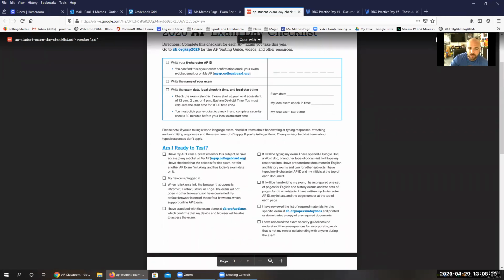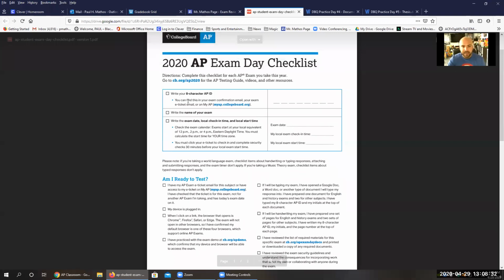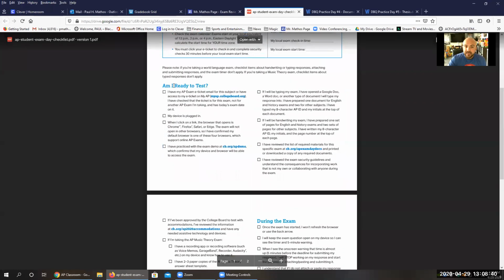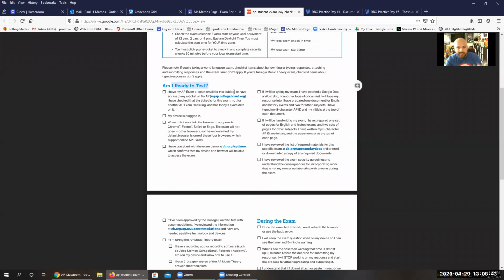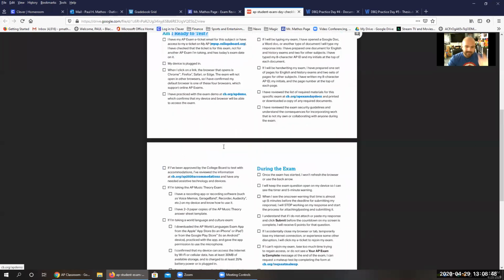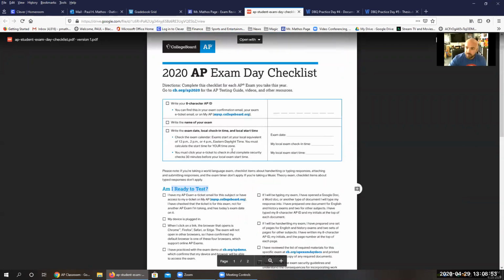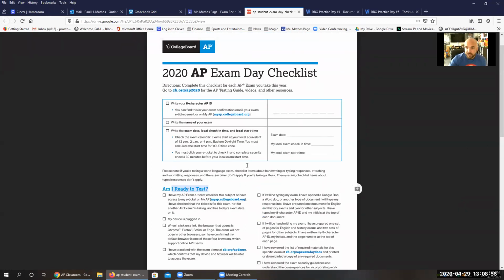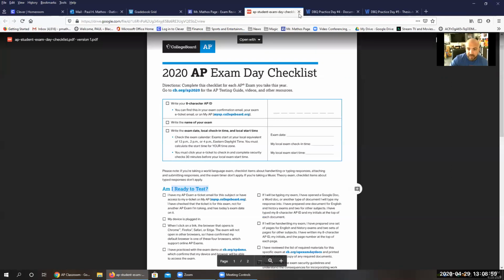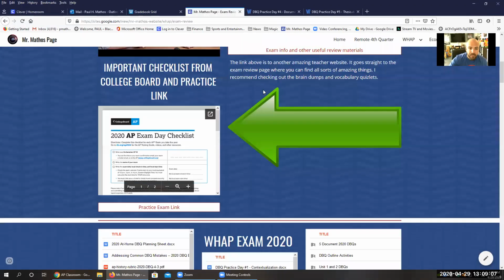You know, what's your 8-character ID? You can find that on your exam confirmation email, which you won't get yet. You'll get it 2 days before the exam. Okay. Name of your exam, the check-in date. This gives you a little checklist. Am I ready to test? It makes sure, and it tells you which things to do. It gives you links to help out. It talks about things you could do during the exam, after the exam. So it's something that I encourage you guys to go through and check, and really try to understand it. If you have questions about it, email or send me a remind message.